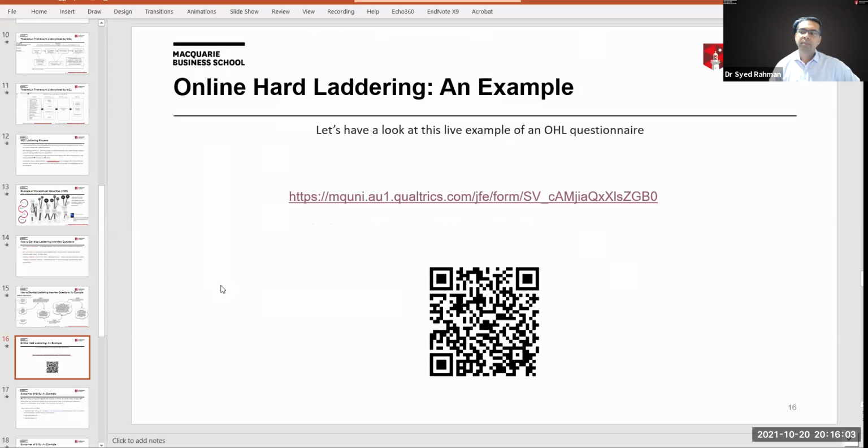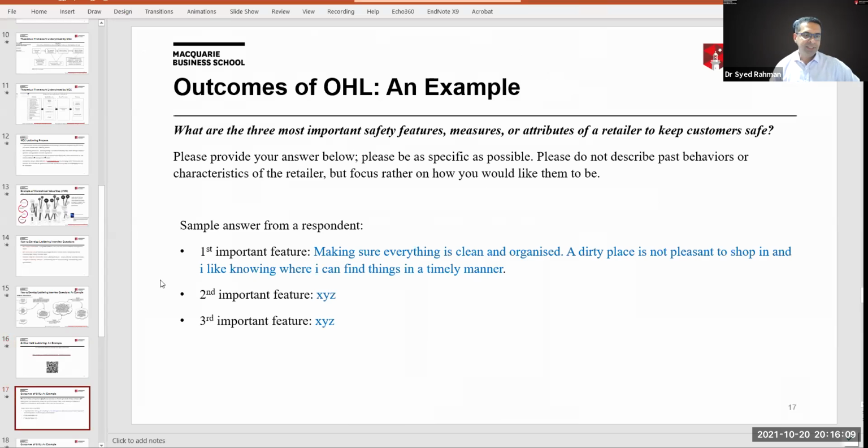Then quickly, in 5 minutes, I will show you how we actually do the analysis. Now, the data analysis process is not actually different for soft laddering or online hard laddering. It's the same: we go through the theming process, the categorization process, and then we follow the process, as simple as that.